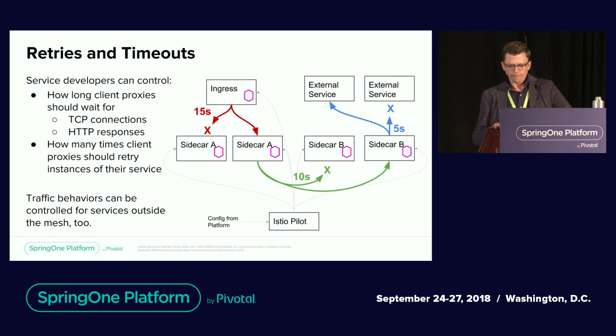I'll call out here, though it applies to many of the other use cases I've discussed, that these policies can be applied for destinations also that are not in the mesh. Here we have an external service that doesn't have a proxy in front of it. But the sidecar can apply a policy expressed that when service A is calling this external service, it should only wait 5 seconds for a TCP connection to be established. The sidecars for service B or an egress proxy can apply that policy for you.